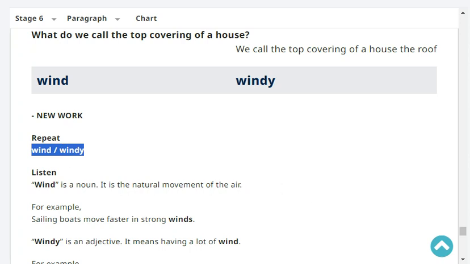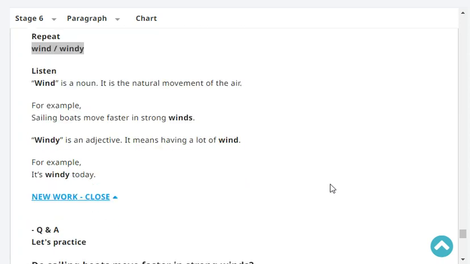Next, repeat wind. Wind. Windy. Very good. Okay, listen. Wind is a noun. It is the natural movement of the air. For example, sailing boats move faster in strong winds. Windy is an adjective. It means having a lot of wind. For example, it's windy today.